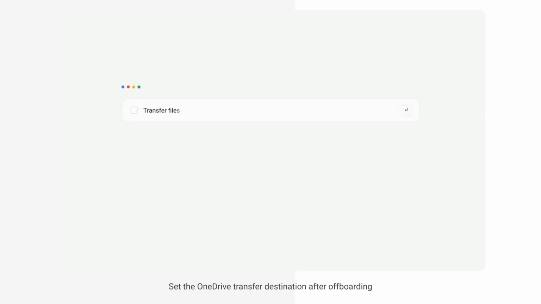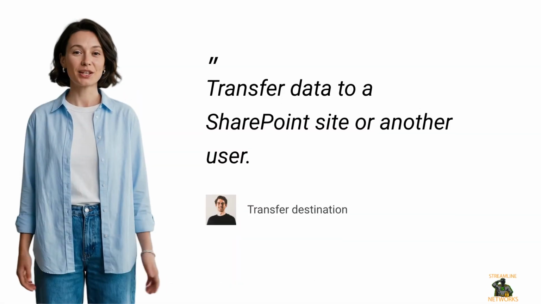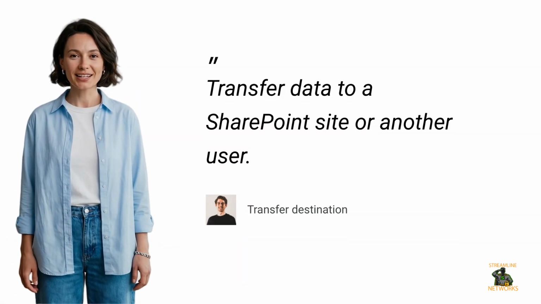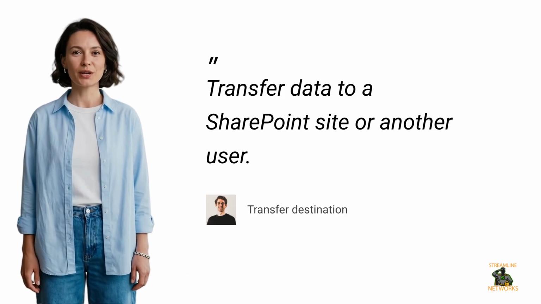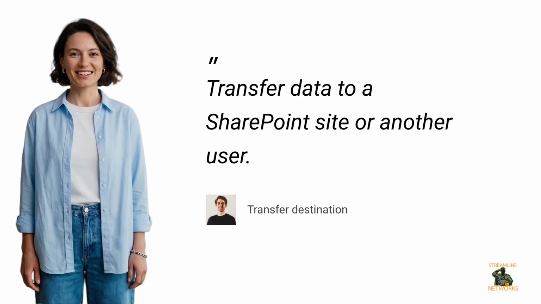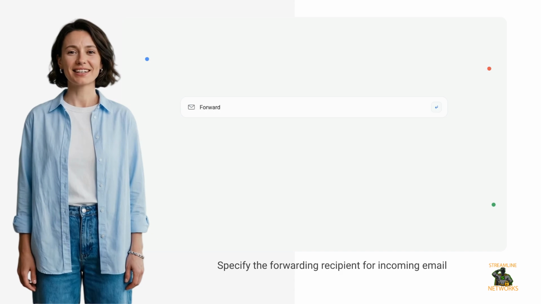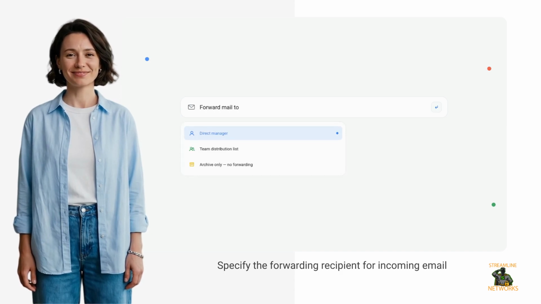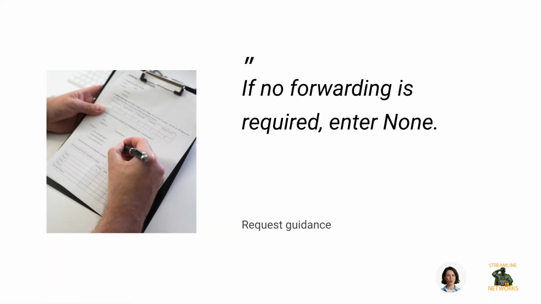Use the OneDrive transfer section to say where the user's files should go after offboarding. For example, you might transfer the data to a SharePoint site or to another user who needs continued access. If email forwarding is needed, specify who should receive the user's incoming messages after removal. If no forwarding is required, enter none so the request is complete and unambiguous.